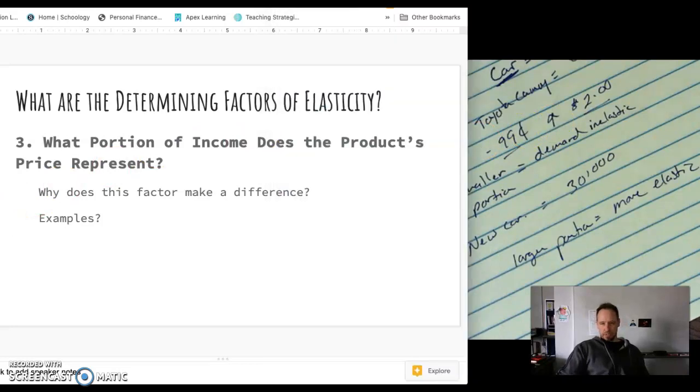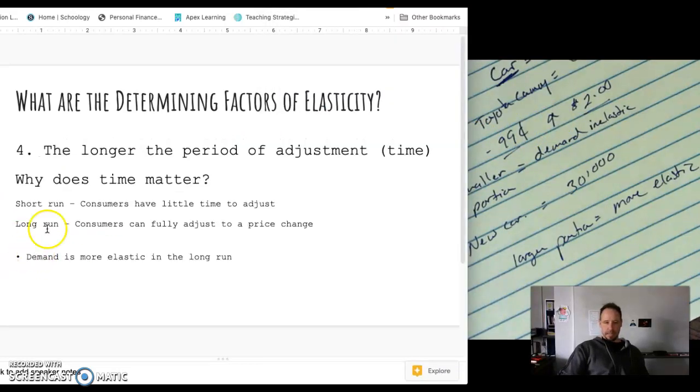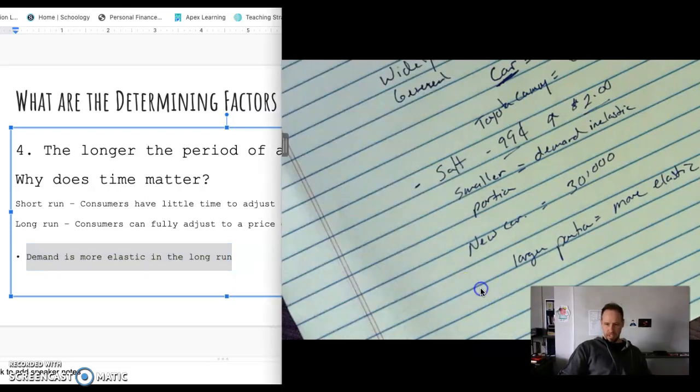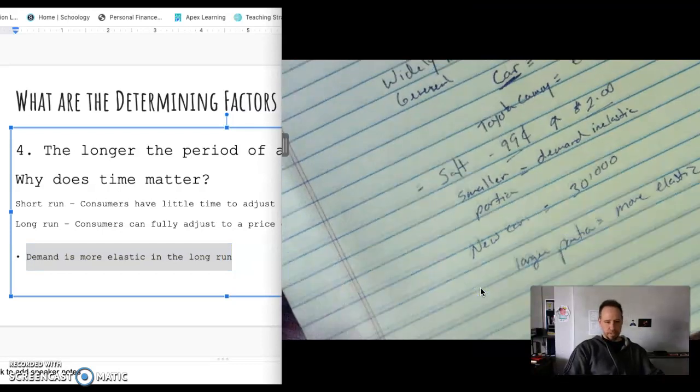And the last factor we're going to talk about is time. We call this the period of adjustment. The longer the period of adjustment, the more time consumers have to adjust, the more elastic demand tends to be. So demand, we say, is more elastic in the long run. Consumers have more time, they're able to adjust, they can find other substitutes, and they can adjust their behavior. I'll try to give you an example of that.